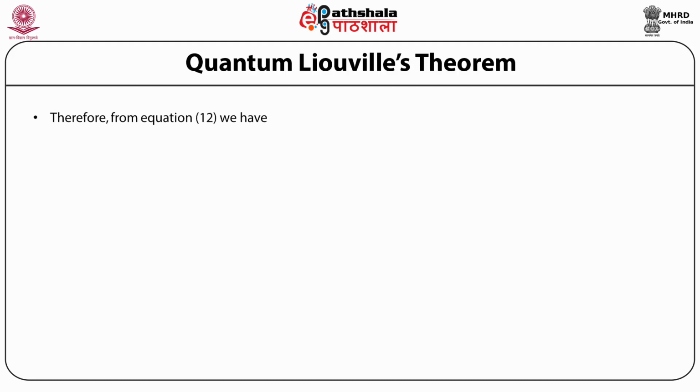Therefore, from equation 12, we have iota h bar multiplied by rho dot mn is equal to 1 upon N, the number of identical systems in the ensemble, multiplied by the summation over k from 1 to N of iota h bar multiplied by a dot km(t) ak star n(t) plus akm(t) multiplied by a dot nk star(t).